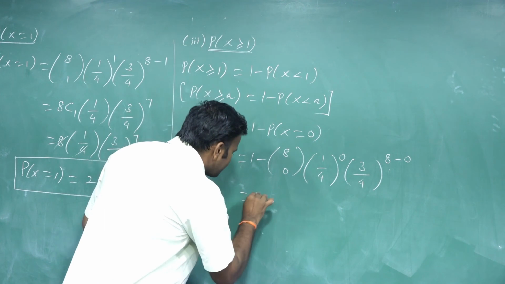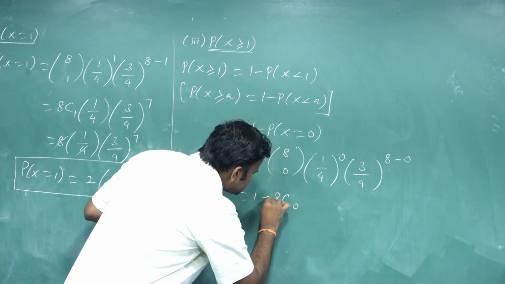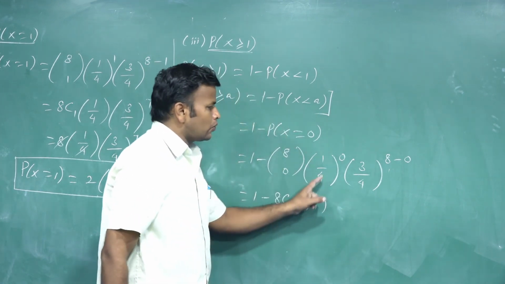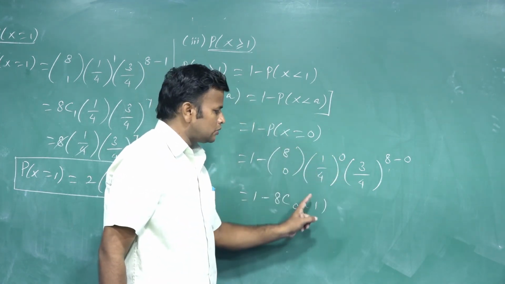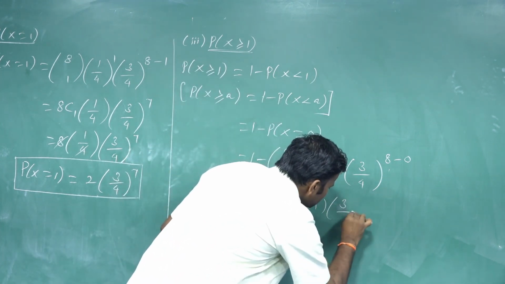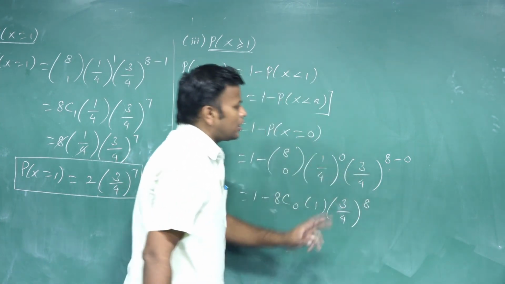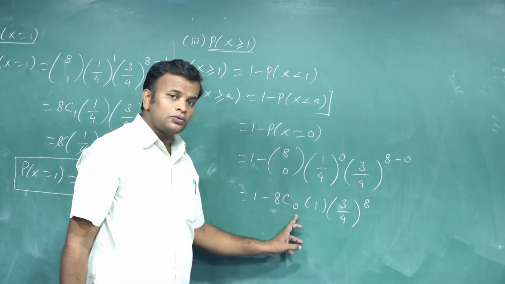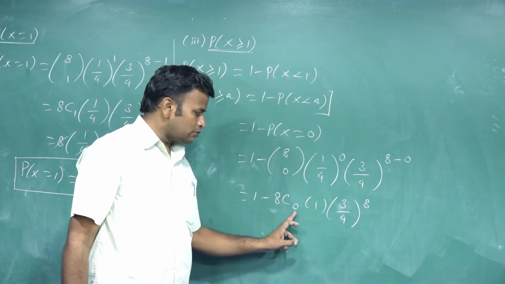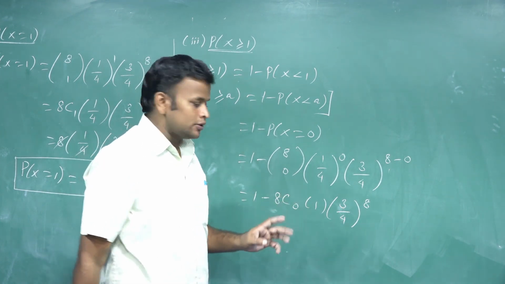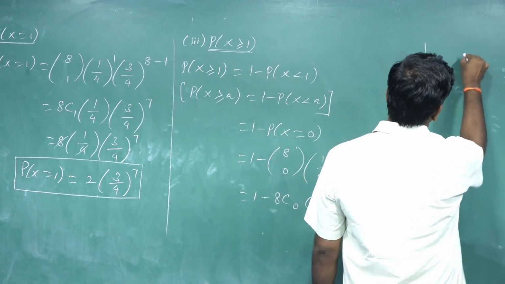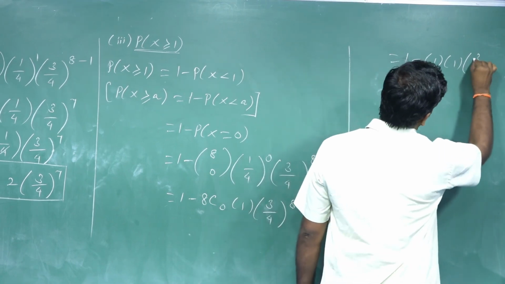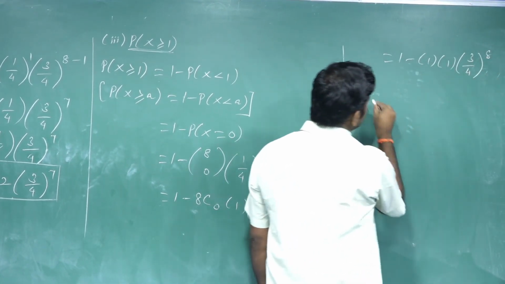1 minus 8C0, okay? 8C0. That value times 1 by 4 whole power 0. Any number power 0 is 1. Times 3 by 4 whole power 8 minus 0, which is again 8. What is the value of 8C0? Whenever there is a 0 in the choose, that value is always 1. So that value is 1 minus 1 into 1 into 3 by 4 whole power 8.